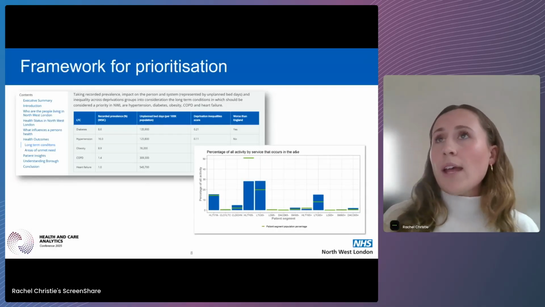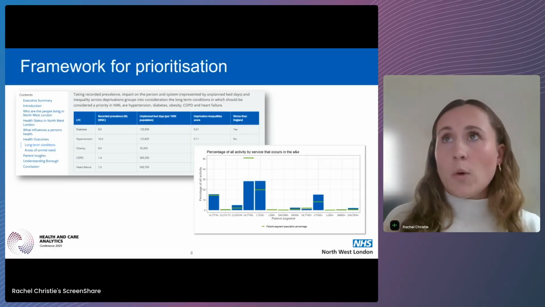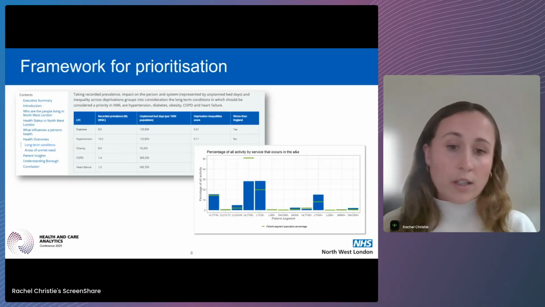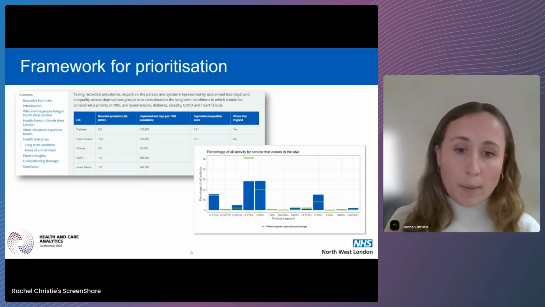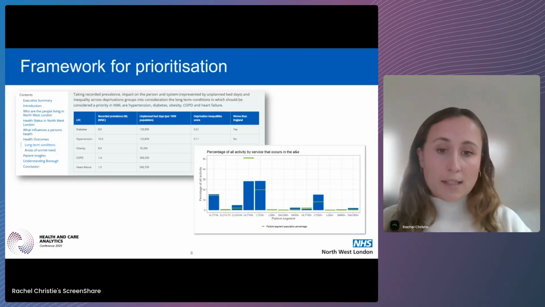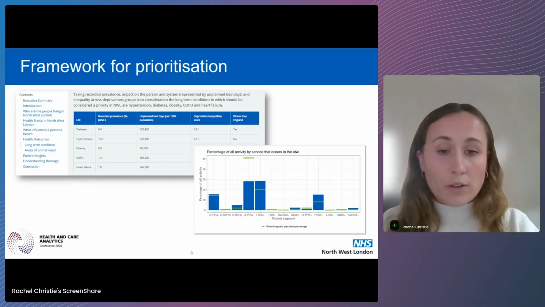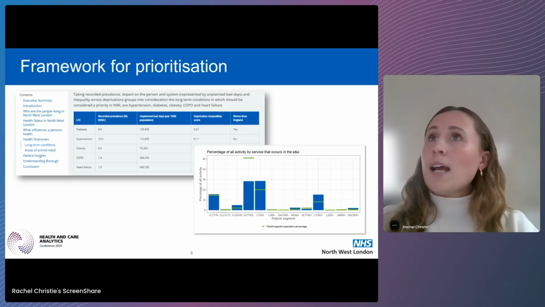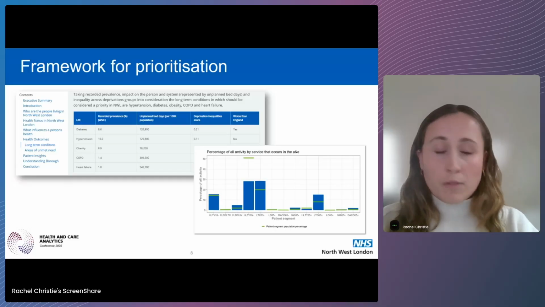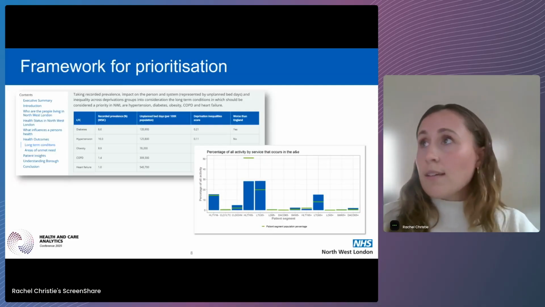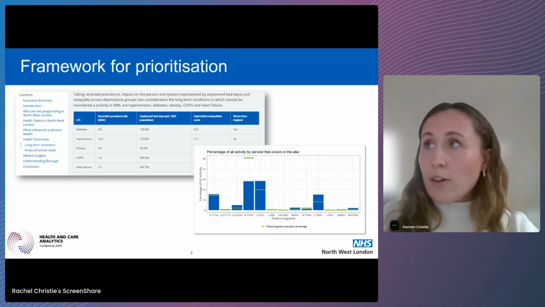And so then we can take something like the inequality score and combine it together with other measures like prevalence and the rate of unplanned bed days. So prevalence is the size of the problem. Unplanned bed days, I consider the impact on the service, but also an impact on a population. And we can combine these to create a list of long-term conditions that should be the focus for North West London for the next 1 to 5 years.